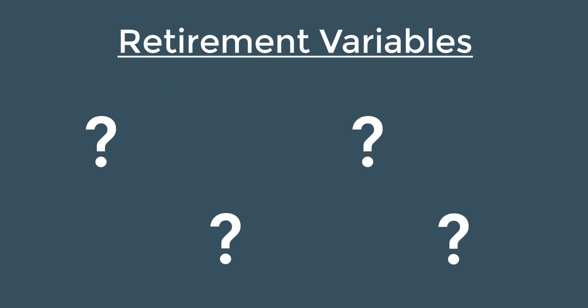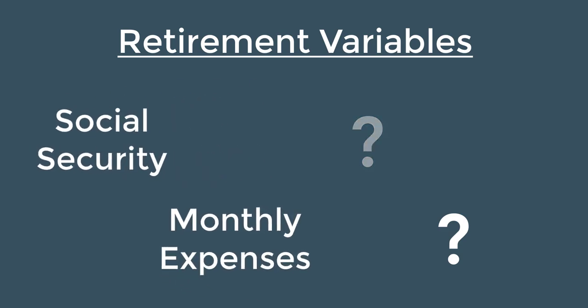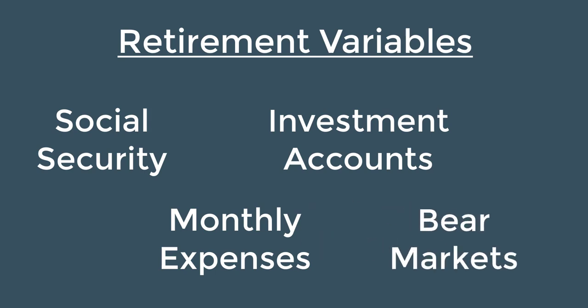As you build a retirement plan for your client, there are dozens of variables to consider. When should they start their Social Security income? What will their monthly expenses be? What types of accounts should their savings be invested in, and how should the money be distributed across those accounts? How would a bear market affect the time the money lasts?